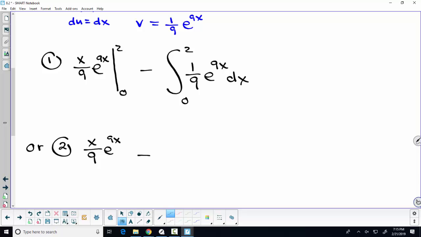What's the antiderivative of this piece here? Yeah, 1 over 9 again, so we have minus 1 over 81. Or we could wait till we're done with the antiderivatives and just evaluate all of this at 0 to 2. Makes no difference.